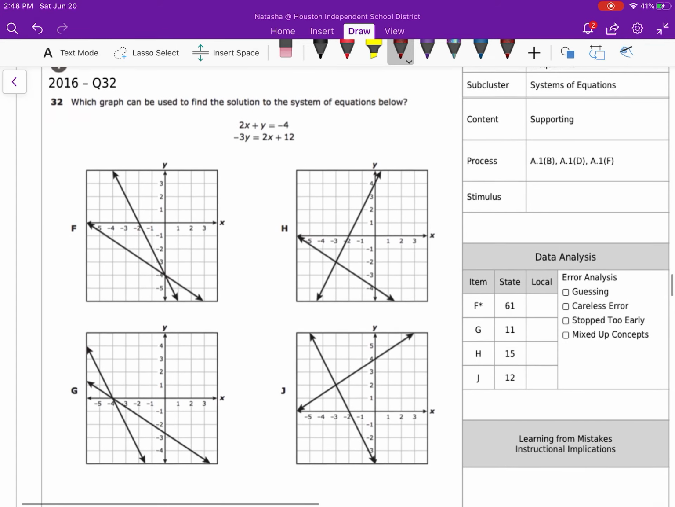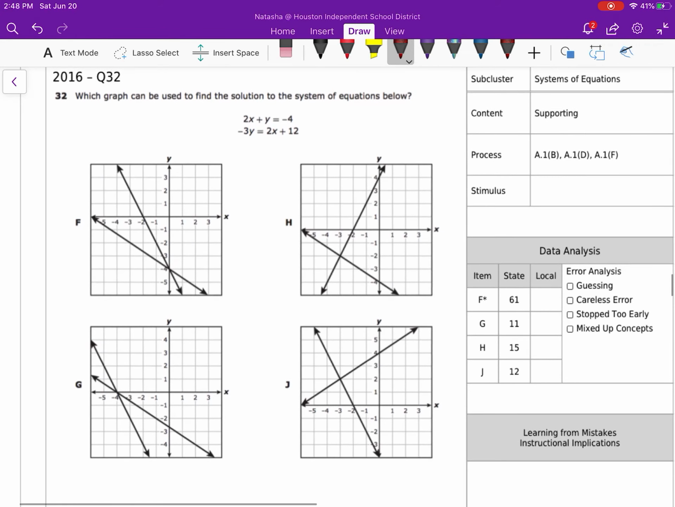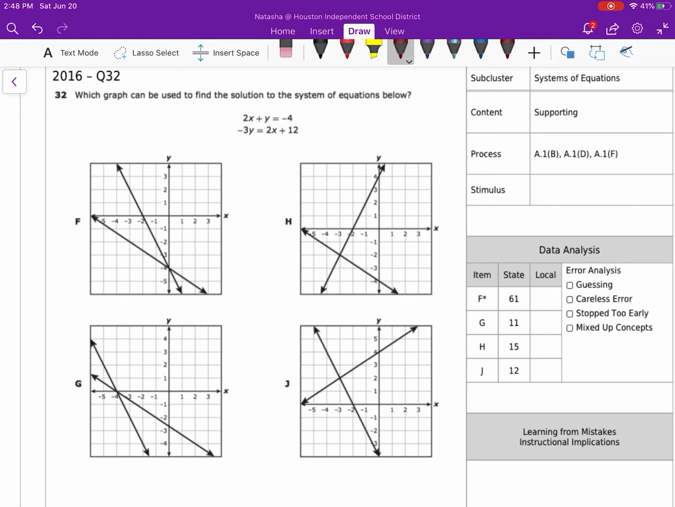Next question. We're looking for the solution to the system. Again, these all have very, very different graphs, so let's go ahead and move.